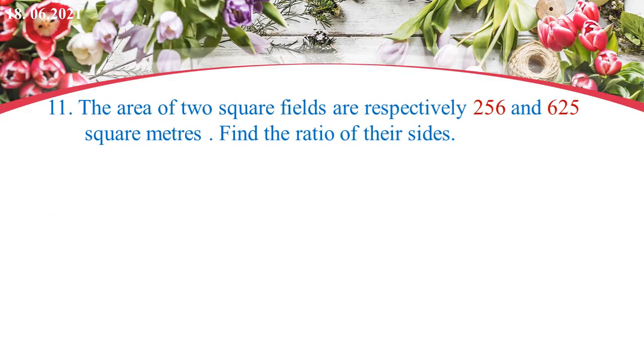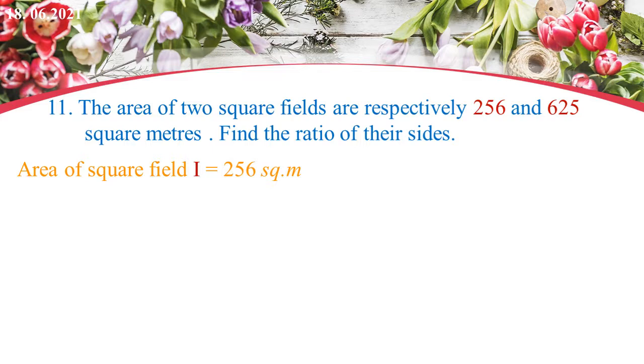Let's see one more problem. The area of two square fields are respectively 256 and 625 square meters. Find the ratio of their sides. The area of two square fields are given 256 square meter and 625 square meter. Let us find the side of the first square field. Area of first square field is 256 square meter.